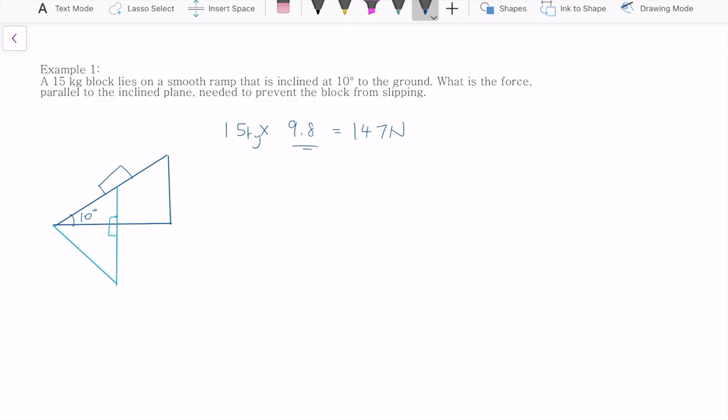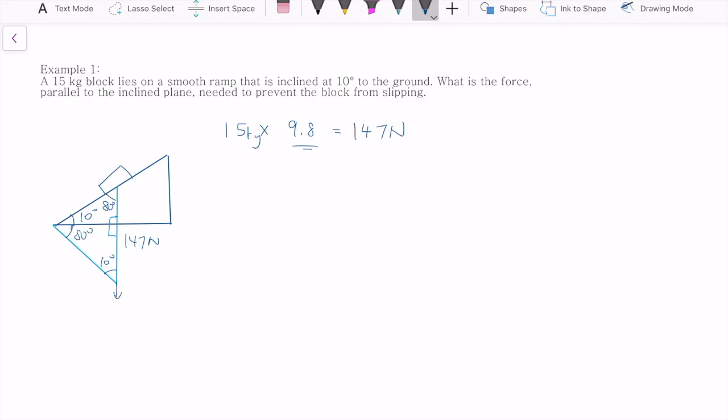So if the angle is 10 degrees over here, then this angle would be 90 minus 10, which is 80 degrees. And here will be 82, and here will be 10 degrees. And 147 would be here, which is the force coming down.